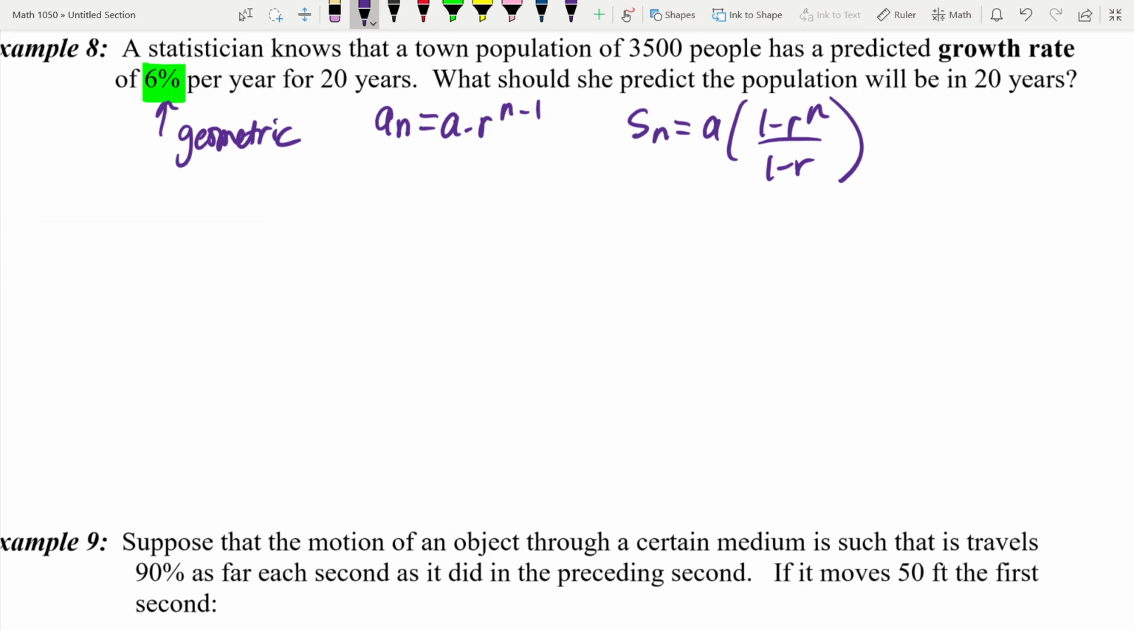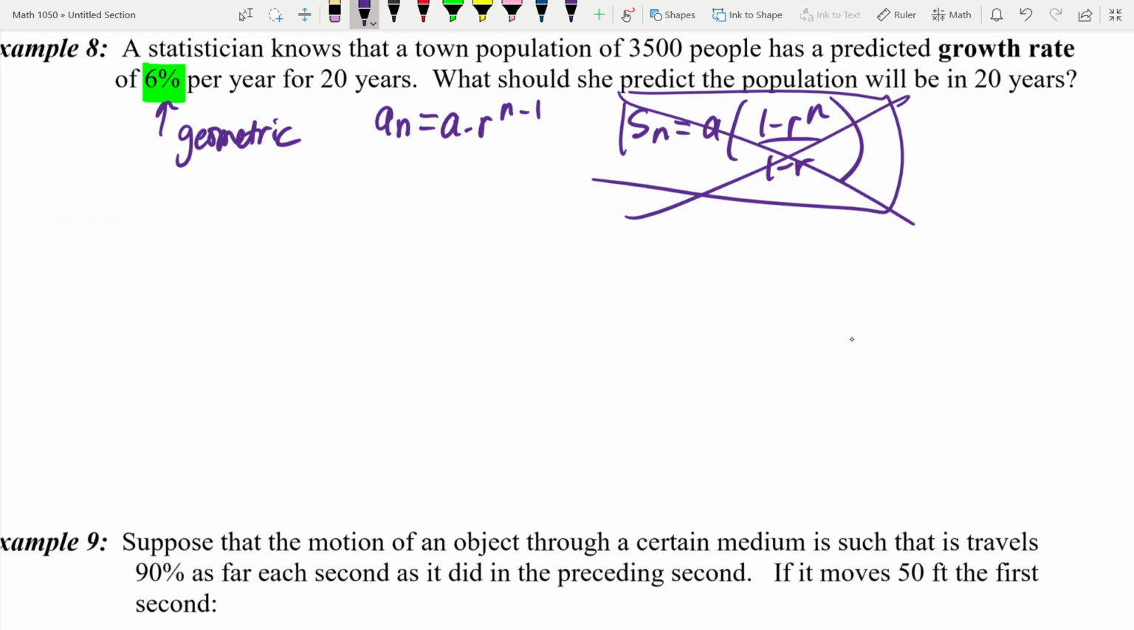They want to know what the population will be in 20 years. So think about what this formula means. It means take the population the first year, and the second year, and the third year, and the fourth year, all the way up to the 20th year, and add them together. Would that give us the right answer? No, because that means a lot of people would be counted more than once, right? So there's our formula.